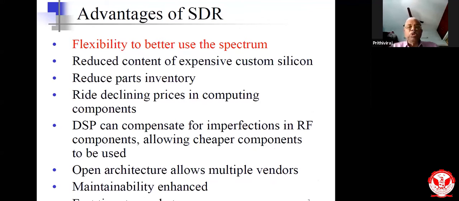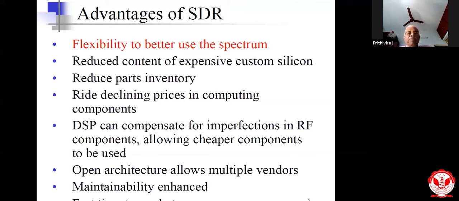So one of the most supreme advantages of SDR, which we see highlighted in the red capsule there, in the red letters, please look at that word. This is one of the greatest attributes which we give to SDR, flexibility to better use the spectrum, because the spectrum is so scarce and we are really hounded by this criteria of how do we effectively utilize the spectrum for different applications.